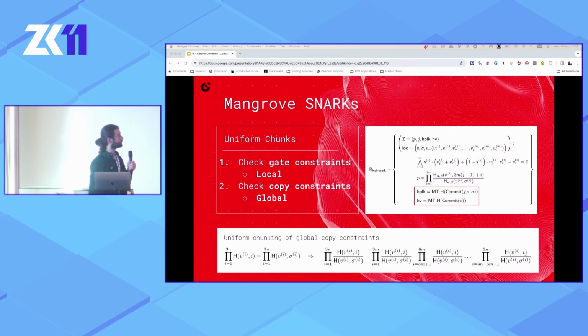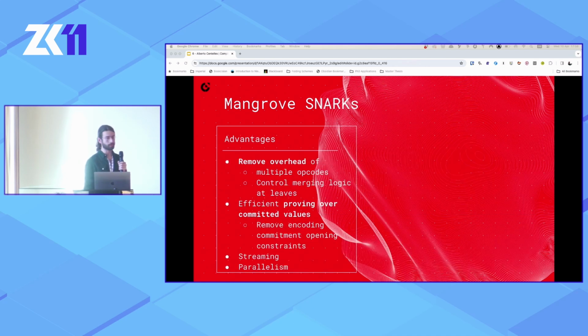And one thing I want to note here is that they also realize that the most costly part of this approach is constructing the commitment openings of the commitments that we have here. So they have a very interesting way of addressing that, and they call it commit and fold. So just to quickly recap the advantages, they remove the overhead of multiple opcodes, even though now this singular chunk has some overhead because of the selectors and all that.